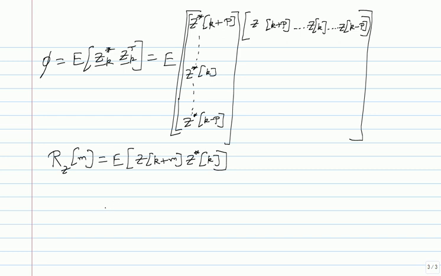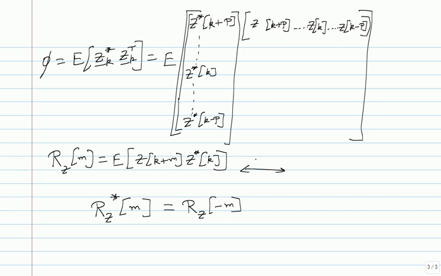Before writing phi, let's quickly review one property of the autocorrelation function. R_z star of m is going to be R_z of minus m. This is a property of the autocorrelation, and you can substitute it here and verify it very easily. There's also another important property: the power spectral density is real and non-negative. That's the more crucial property.